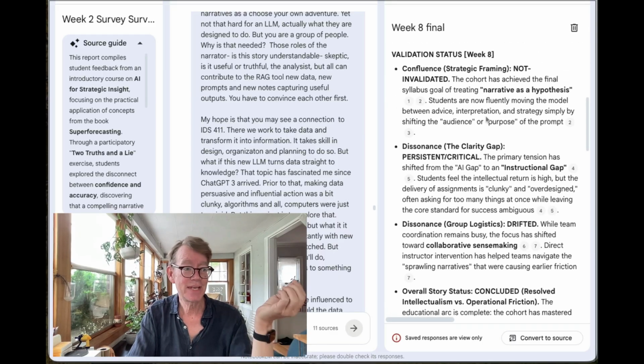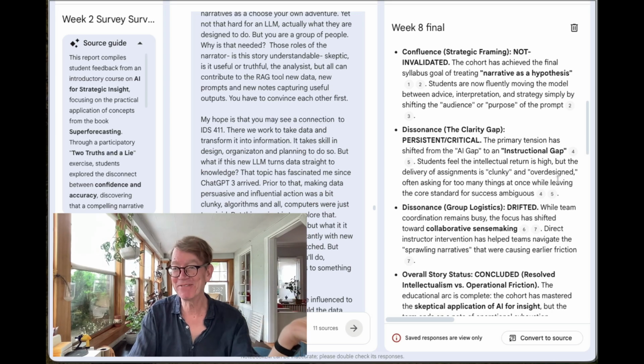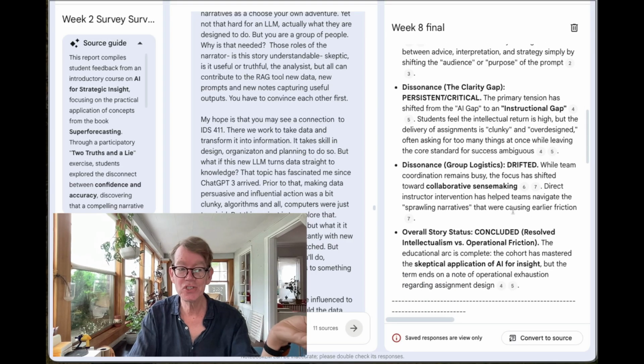narrative as hypothesis has happened. There is an instructional gap now, apparently, which means that the assignments are clunky and over-designed and asking for too much. Actually, this week was really easy, so whatever. I'm going to learn. Team coordination is difficult.